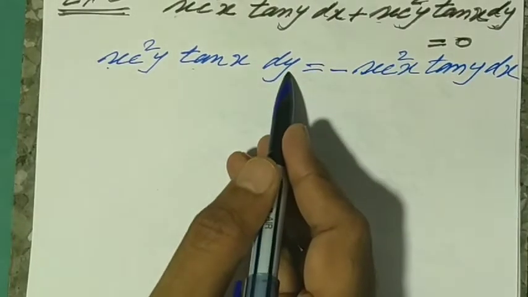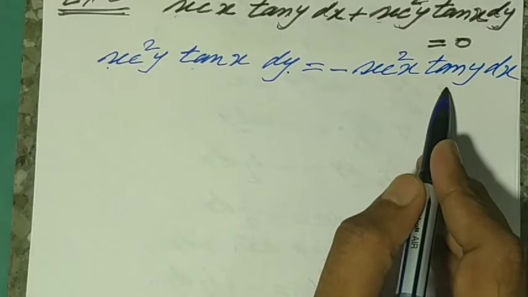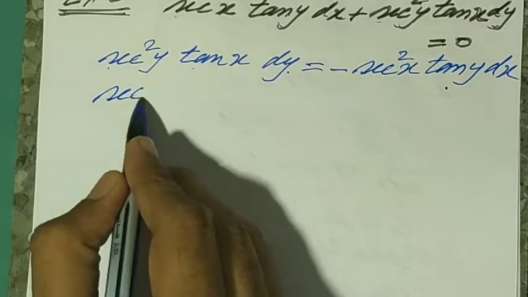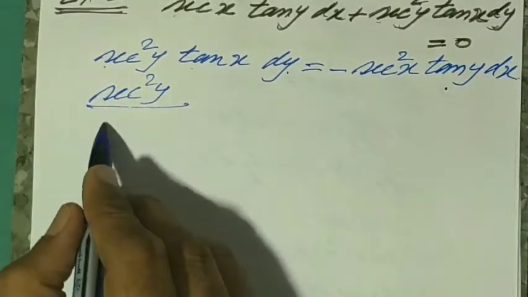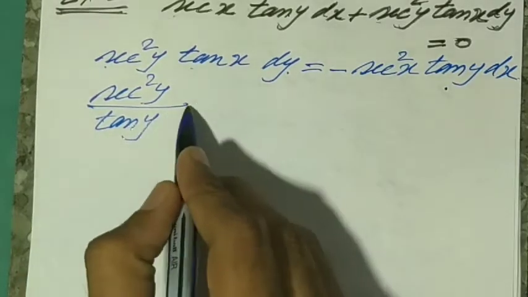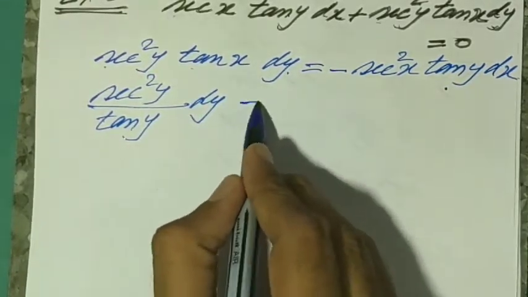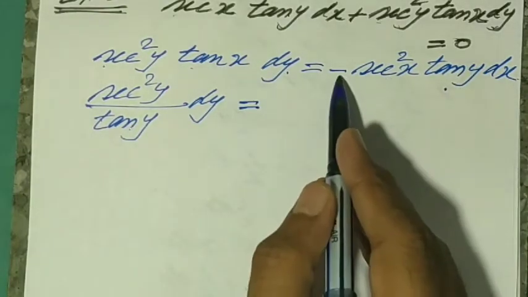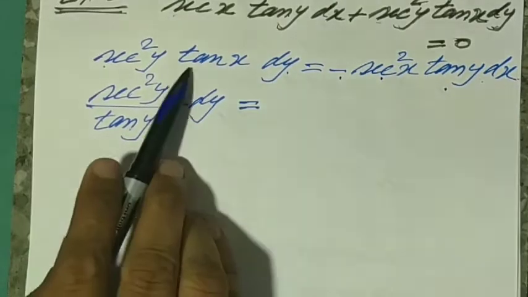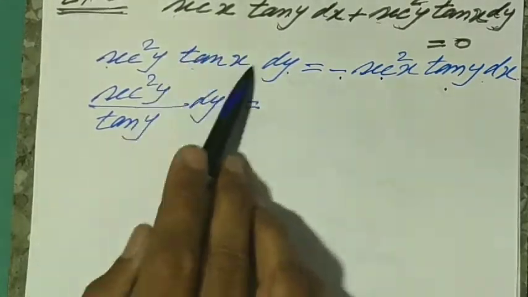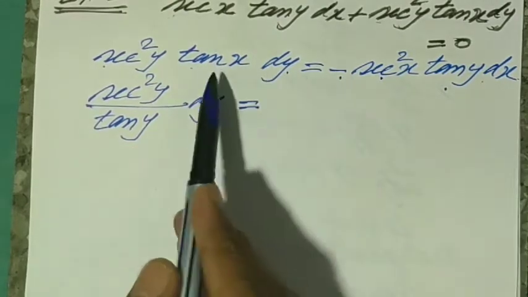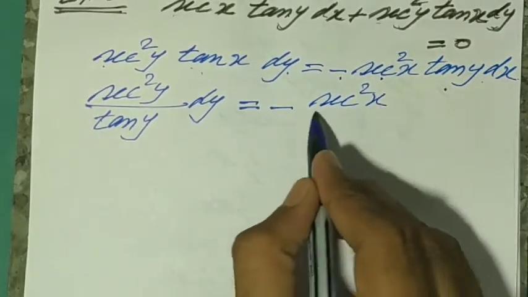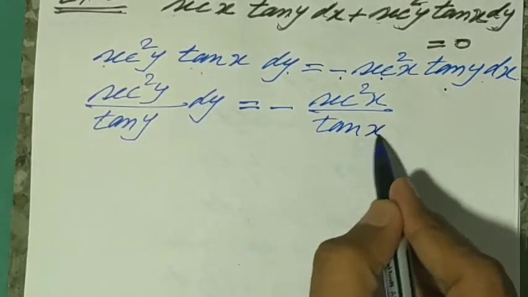Keeping sec square y dy on the left hand side, we have to transpose tan y to the left hand side, so it goes in the denominator. So sec square y upon tan y, and dy operator is also kept on the left hand side. On the right hand side, if we have transposed tan y to the left hand side, there is left minus sec square x dx, and we have to transpose tan x from the left hand side to the right hand side, so it goes in the denominator. So it becomes minus sec square x upon tan x dx.